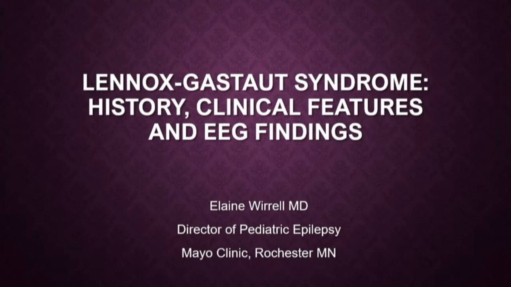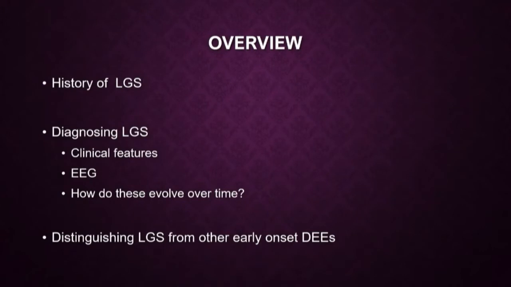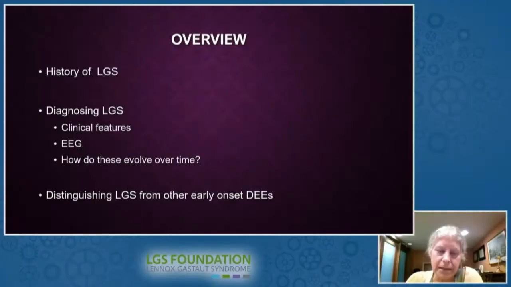So I'm going to kick this off really by talking a little bit about the history of LGS, the clinical features, and the EEG findings. The overview here is to provide a brief review of the history of LGS. I'm going to spend most of my time on how we diagnose LGS, really what are the core clinical and EEG features, and talk a little bit about how these evolve over time, because I think sometimes our adult neurology colleagues have a bit of a more challenging time making this diagnosis if we have not made that diagnosis in childhood. And then we'll talk a little bit about distinguishing LGS from other early onset DEEs.